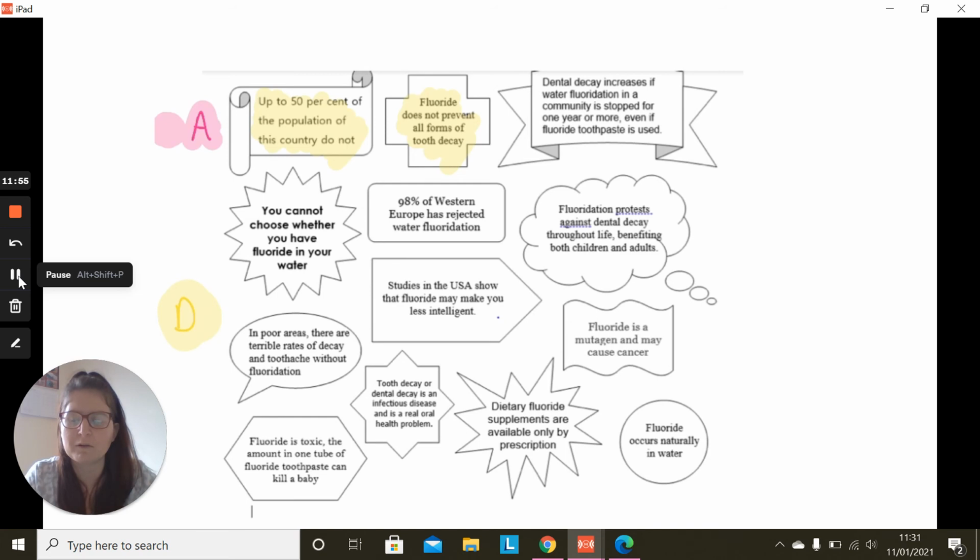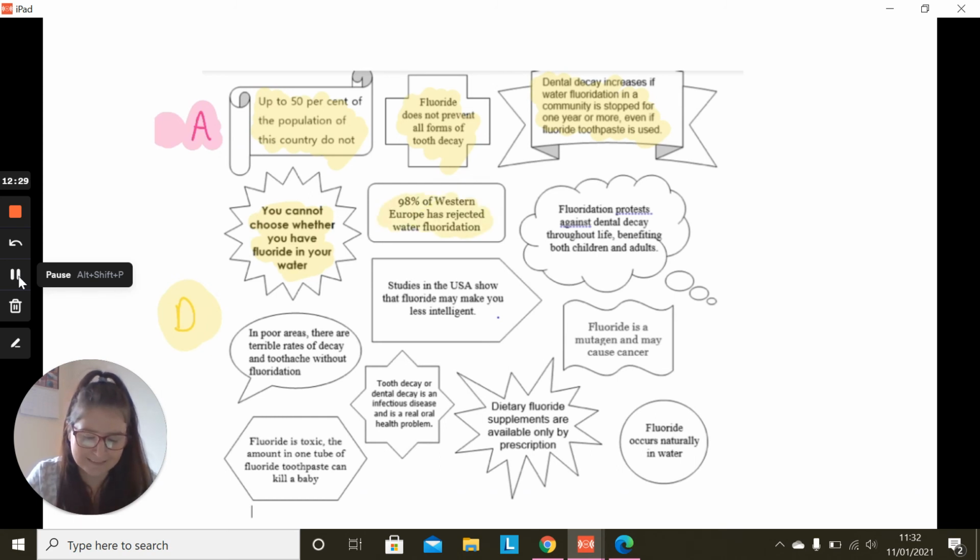So it's saying we put it into water. If we then take it out of water, it then increases our tooth decay. Okay, so there's a disadvantage then. So once it's in our water, we don't want to take it back out of our water. We then have you cannot choose whether you have fluoride in your water. Disadvantage because everyone should have a right to what's in their water. 98% of Western Europe has rejected water fluoridation.